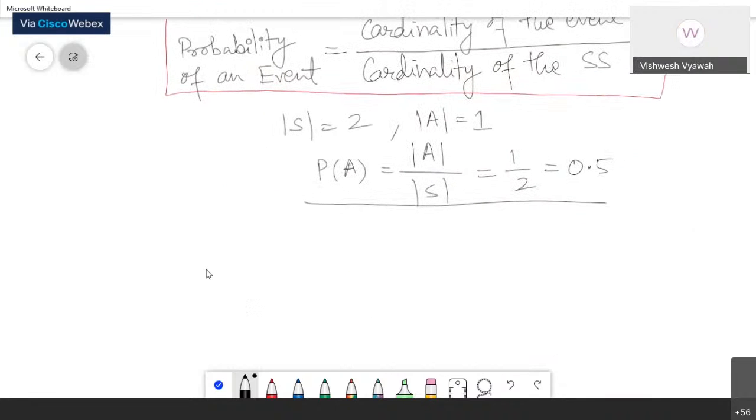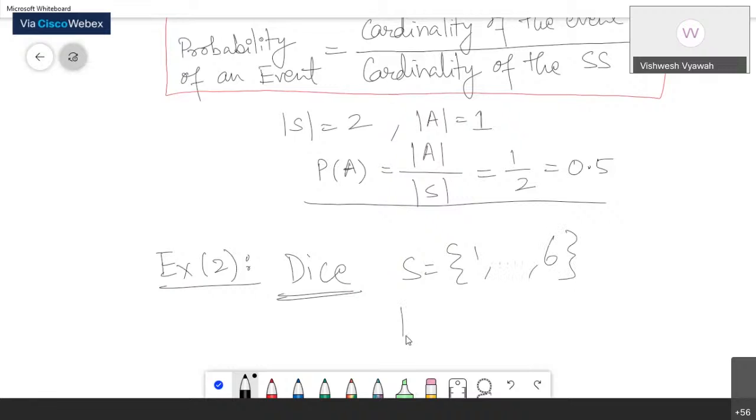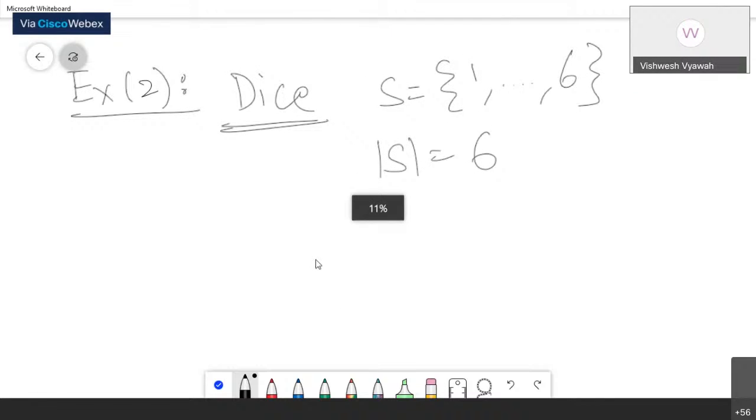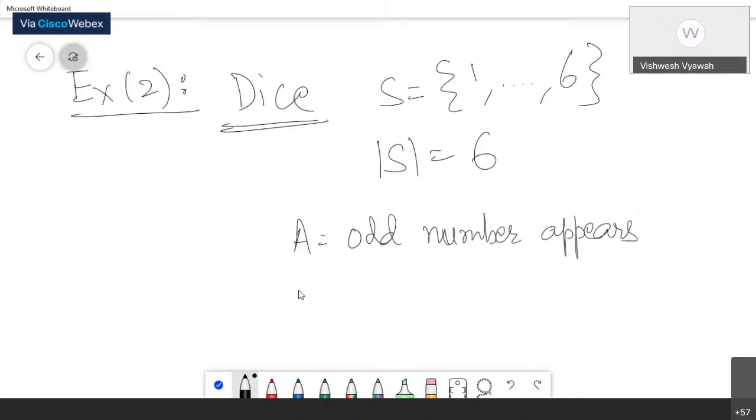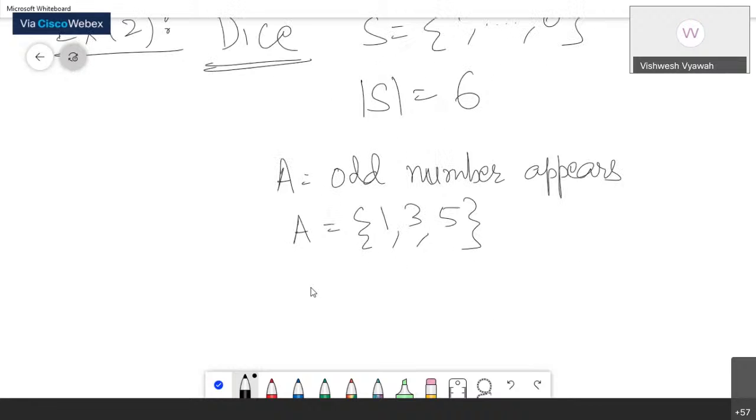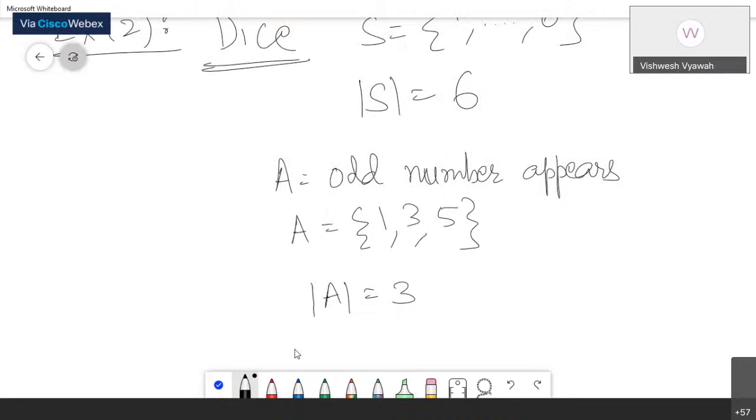So now let's take example 2 of dice. Here the situation is slightly more interesting. Your sample space is 1 to 6, so cardinality of S is 6. Now let's define an event A where an odd number appears. A will be equal to 1, 3, 5, and cardinality of A will be equal to 3.